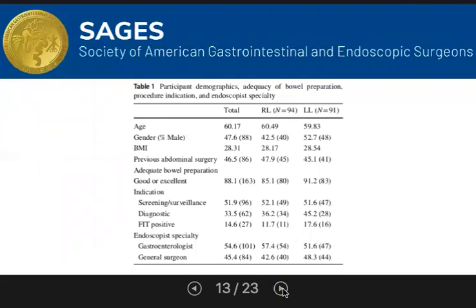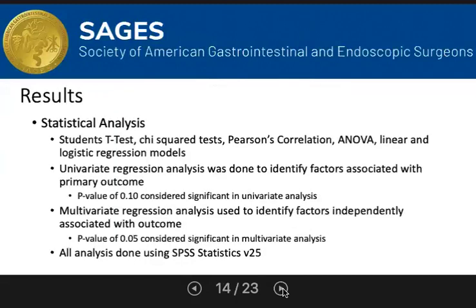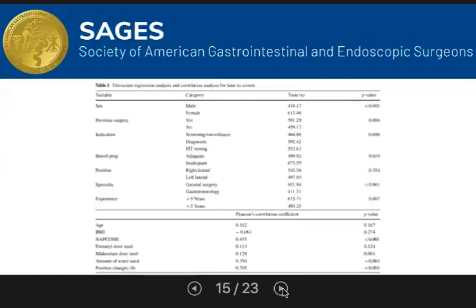Table 1 shows the demographics of patients included in the study. There were no differences between the two groups. The mean age was 60, the mean BMI was 28, which was a higher BMI than those reported in previous studies. We used a variety of statistical analyses where appropriate for this data. Univariate regression and multivariate regression analysis was used to identify variables associated with the primary outcome. All analyses were done using version 25 of the SPSS statistics program.